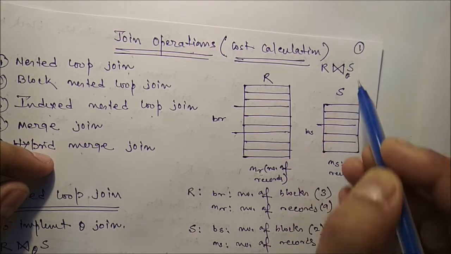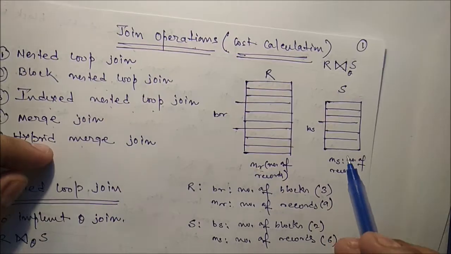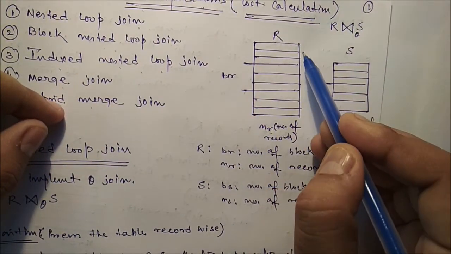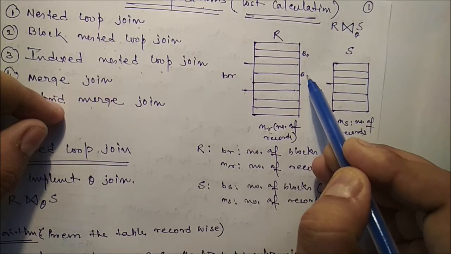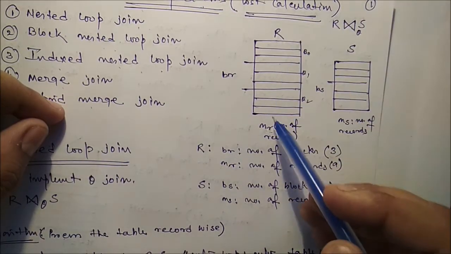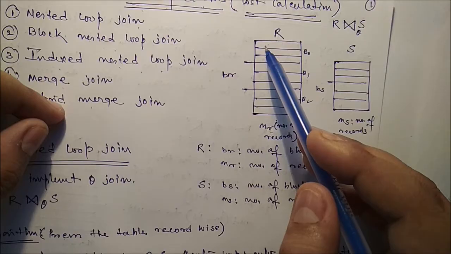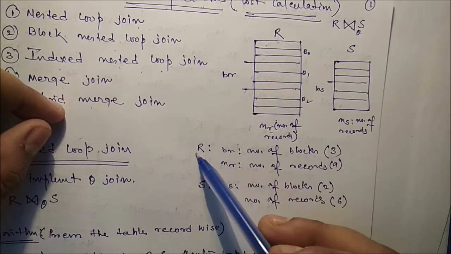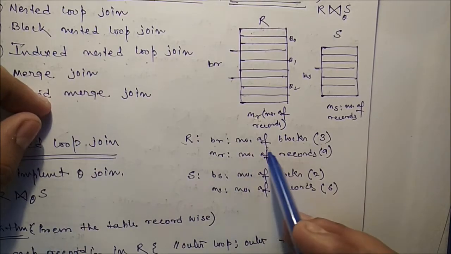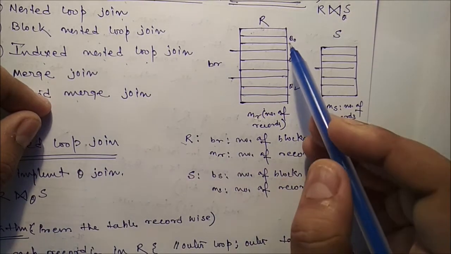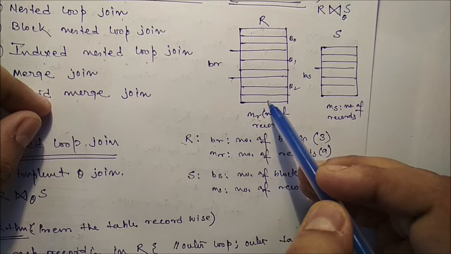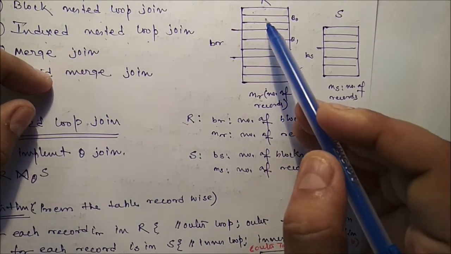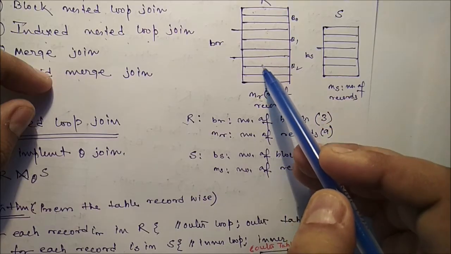implement theta join. Now in this particular table, say three blocks are there, B0, B1 and B2, and in each block three records are there, 1 2 3, 1 2 3, 1 2 3. So for this R relation, BR number of blocks are there: block number 1, block number 2, block number 3, and NR number of records are there: 1 2 3 4 5 6 7 8 9.